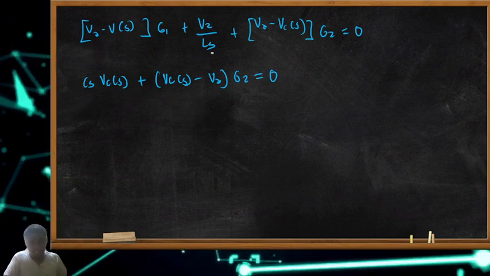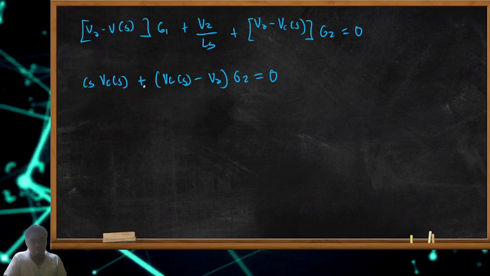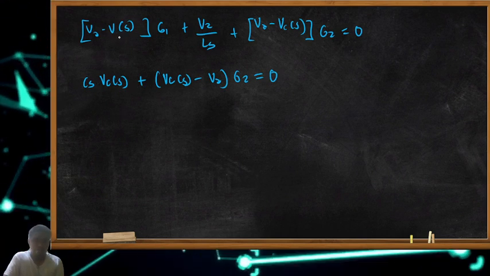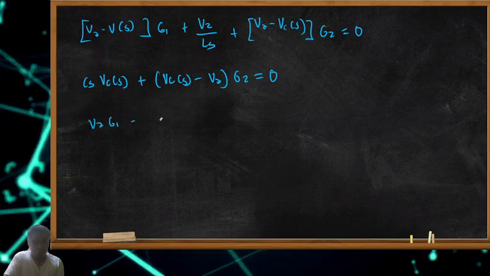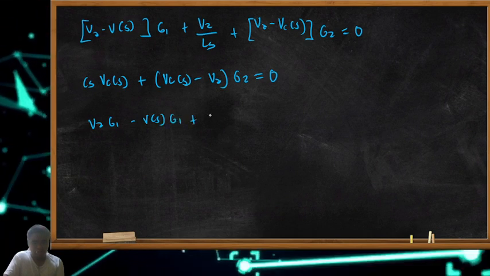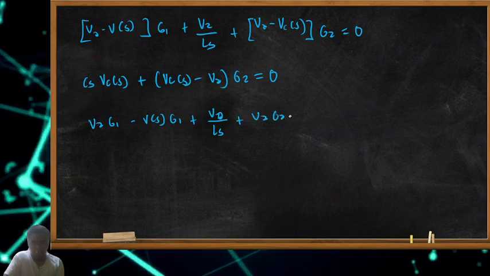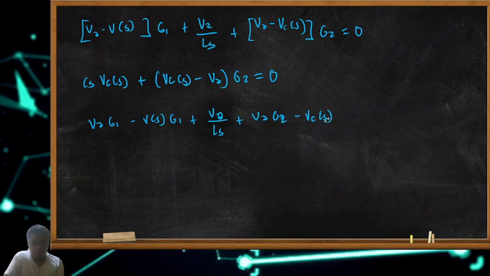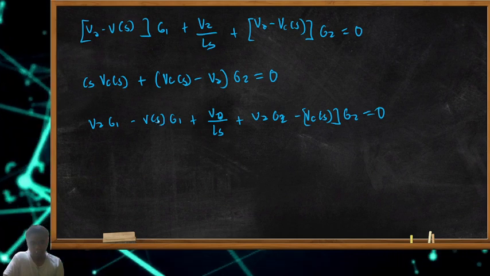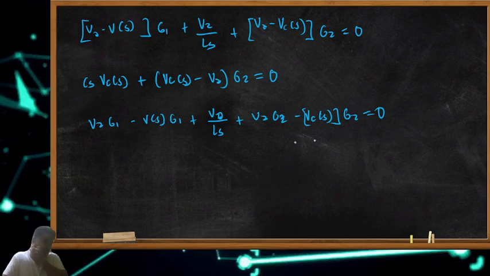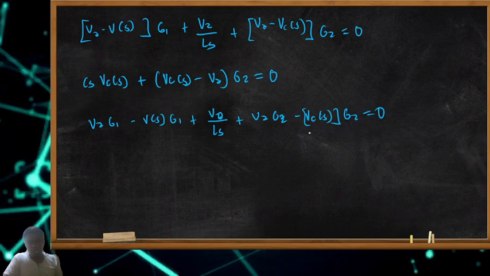Now we will have this in terms of the voltages. Maybe we just distribute first G1 and G2. So we have VA times G1 minus V of S times G1 plus VA times 1 over Ls plus VA times G2 minus Vc of S times G2 is equal to 0. So we are going to transpose our VS here. The term will have VS, then we will be grouping together the terms with VA and also with Vc of S.